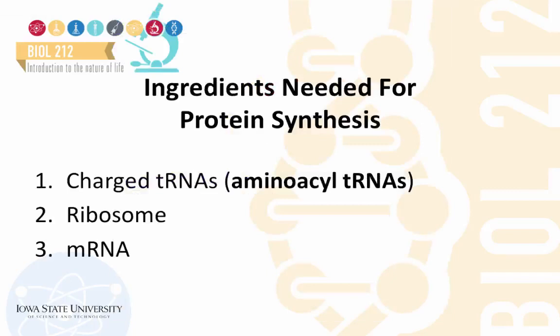Over the next set of slides, we'll look at each of the ingredients that's needed for protein synthesis. We've already looked at mRNA molecules that are processed in the nucleus and are transported into the cytoplasm for protein synthesis. Other ingredients that are required for this process include charged tRNA molecules or amino-acyl tRNAs and the ribosome, which catalyzes the synthesis of peptide bonds between amino acids.